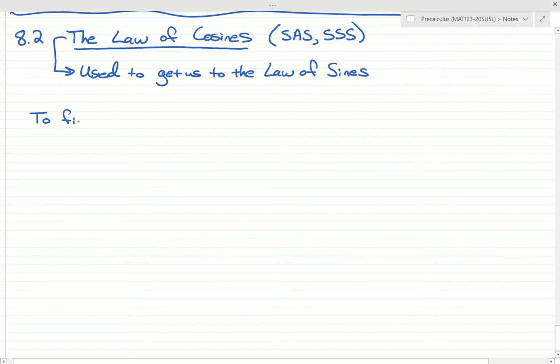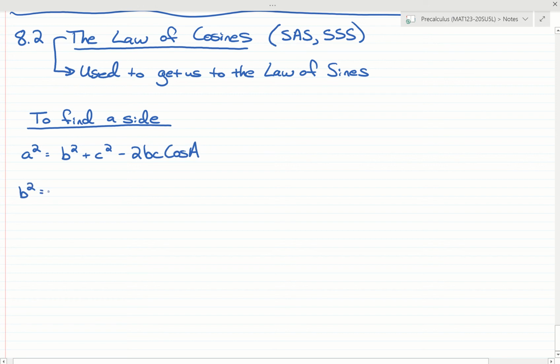To find a side, we use one of these formulas. A squared is equal to b squared plus c squared minus 2bc times the cosine of angle A. B squared would equal a squared plus c squared minus 2ac times the cosine of angle B, and c squared is equal to a squared plus b squared minus 2ab times the cosine of angle C.